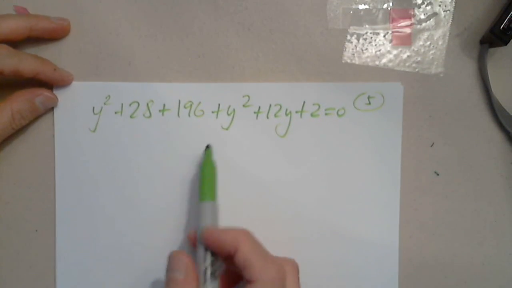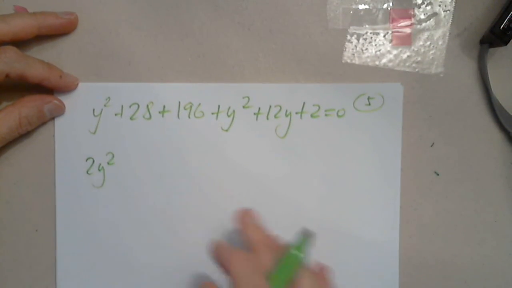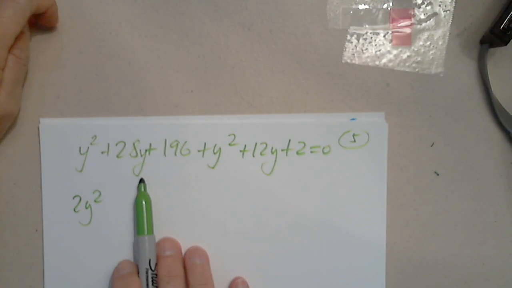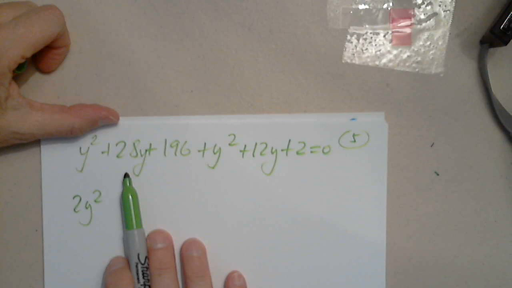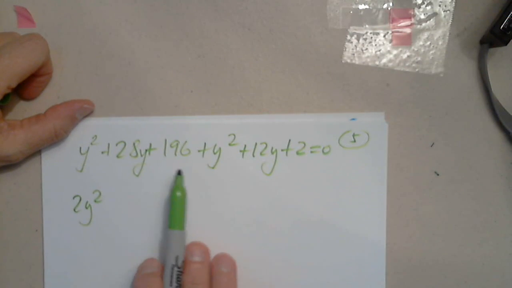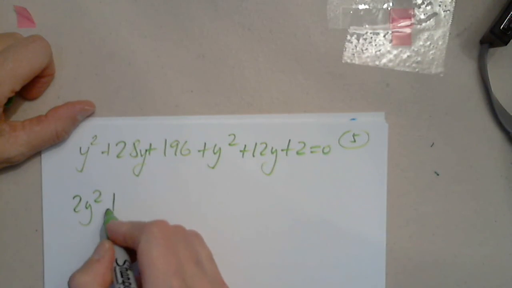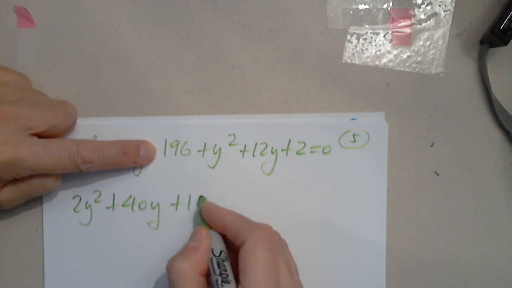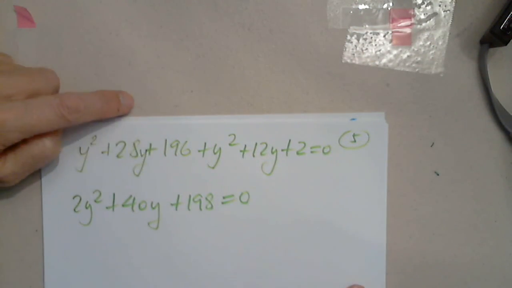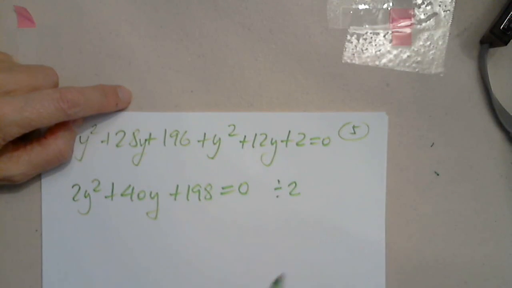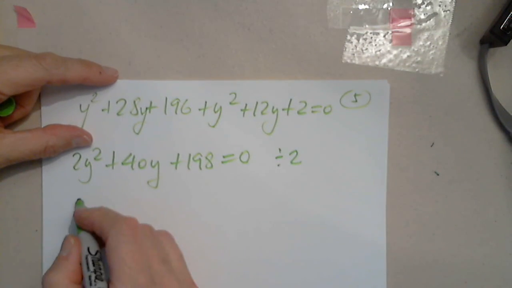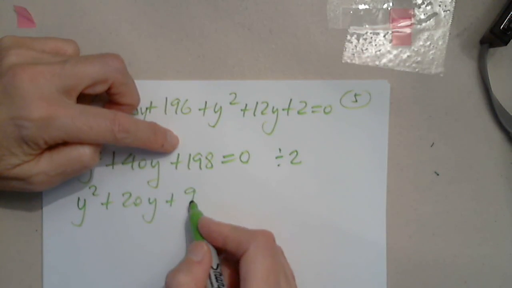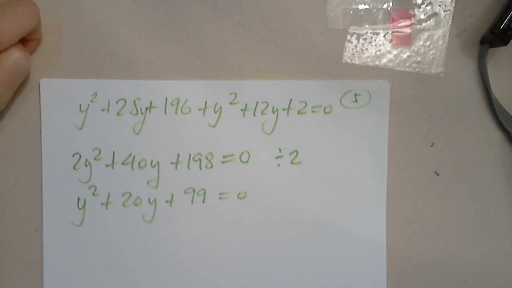Okay, so I combine like terms. 2y squared, plus 28y, right? Yep. 28 plus 12 is 40. And 196 plus 2 is 198. And I'm definitely hoping that at least I can divide by 2 and get rid of that. So I have y squared plus 20y plus 99 equals 0.